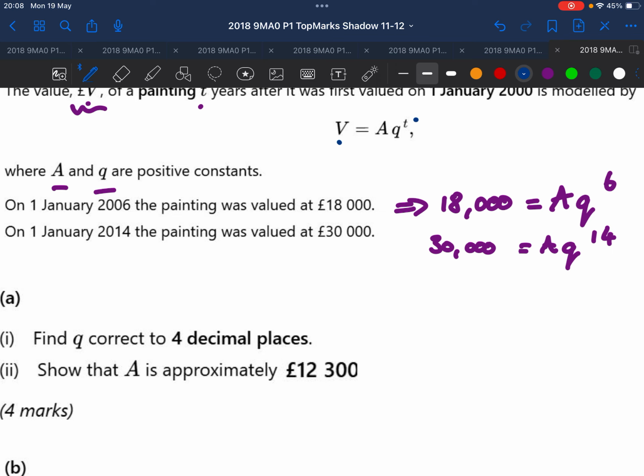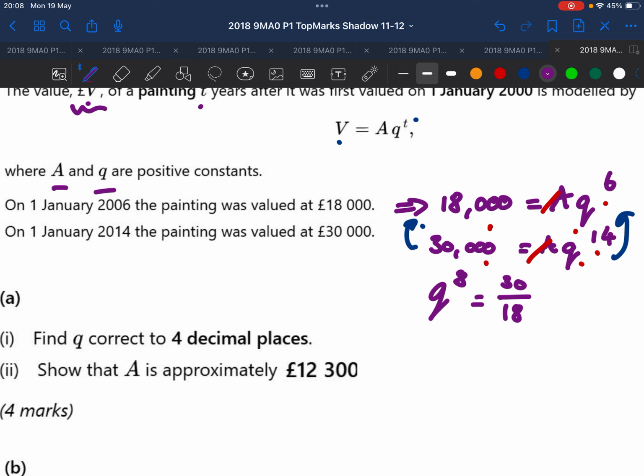If we do the bottom equation divided by the top equation, that's going to be quite helpful for us, because what's going to happen is the A's are going to cancel. You're going to be using power rules for Q, and this will just be 30,000 divided by 18,000. So we're going to say that Q to the power of 8 is equal to 30,000 over 18,000. Well, that will actually just be that result there, won't it?